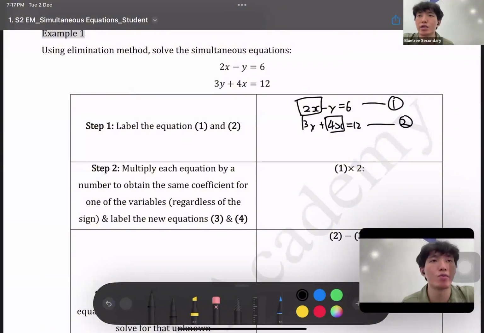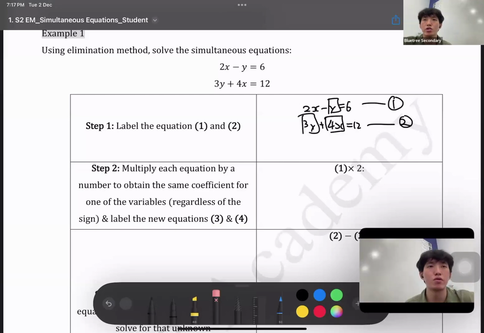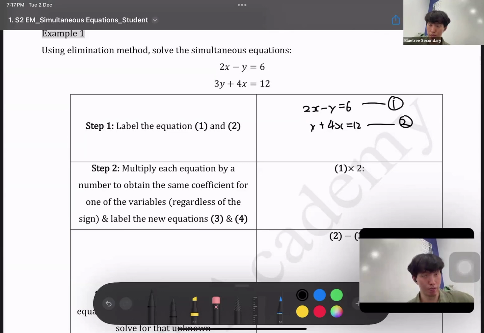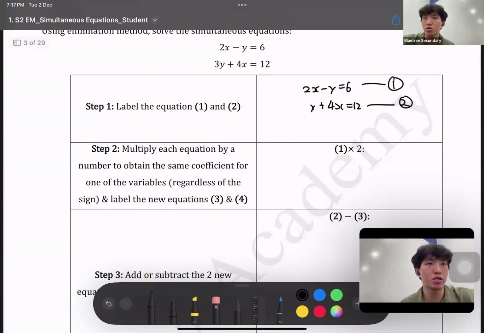Can 3y and y cancel out? Not really, right? So we have to make sure that they can cancel out somehow. How do we do that? Make the 2x into 4x. You'll see how this applies in a bit, but let's just go on. So equation 1 times 2 will look something like this. I have to times this by 2, and I will also have to times this by 2. So 4x minus 2y equals 12.